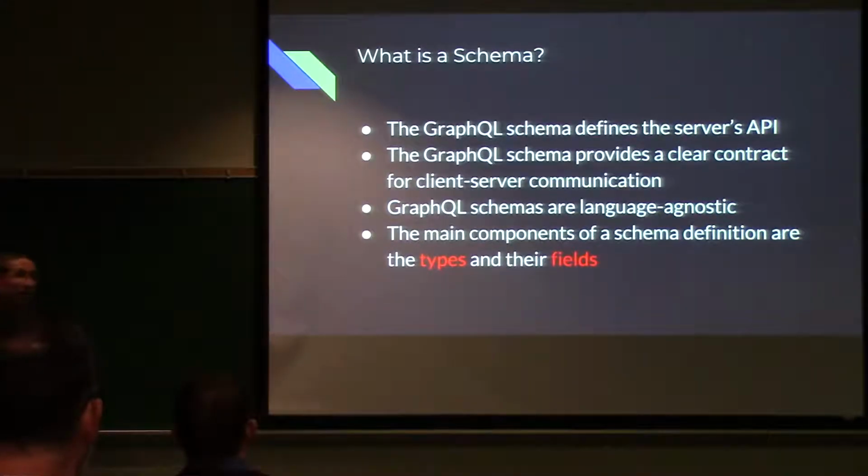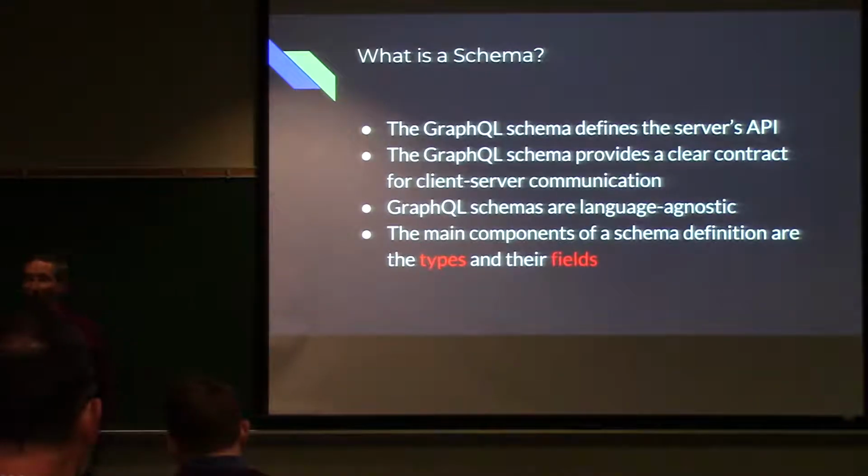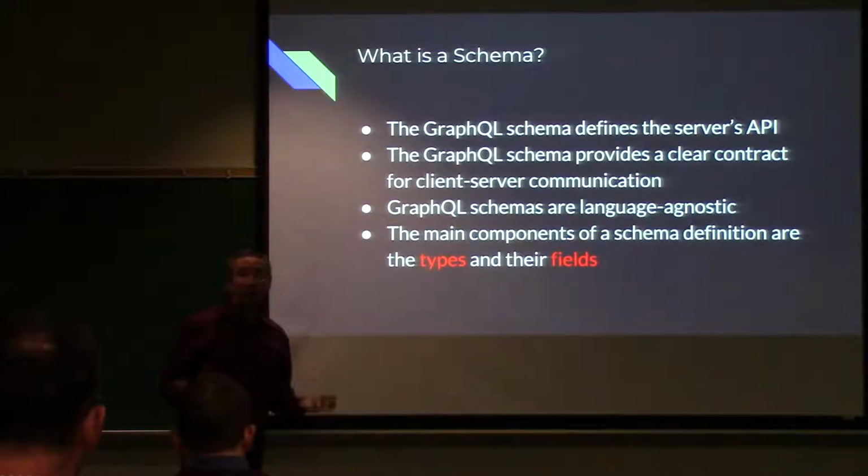So schema is the mechanism available by GraphQL to define your server's API. It defines a clear contract for client-server communication. And we'll see how that contract is expressed. What you get for free with GraphQL is the documentation. And I'll show you how it works.